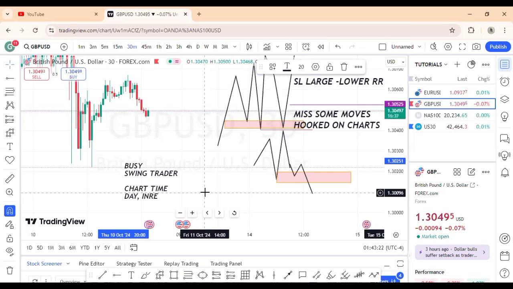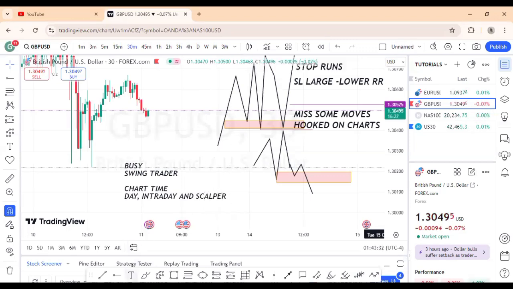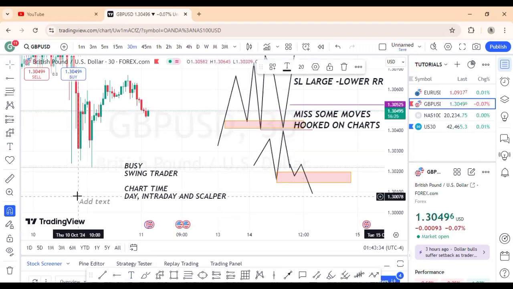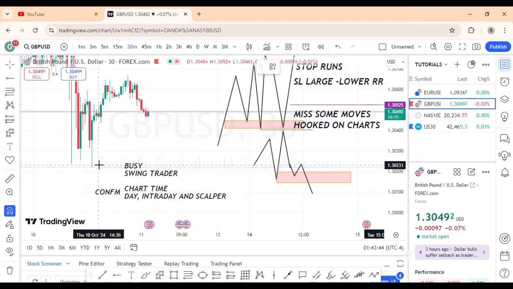I'm not here to explain the difference, right? So you have day, intraday, and then scalpers. These are all the people that take short-term trades, right? It's very convenient for them, those people that take short-term trades. So this is for confirmation. So for a confirmation entry trader, you want to consider: do I have the chart time, and am I a lower time frame trader?